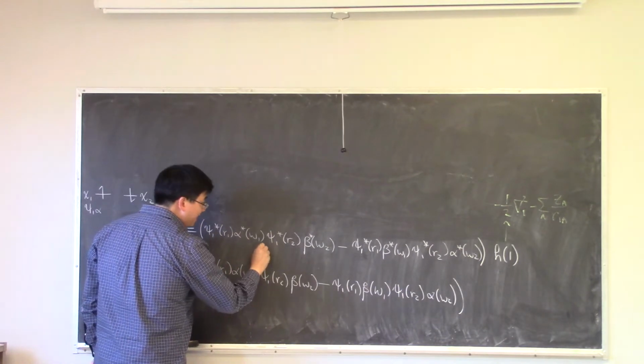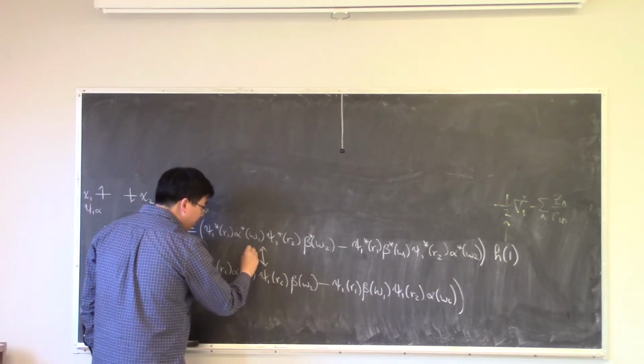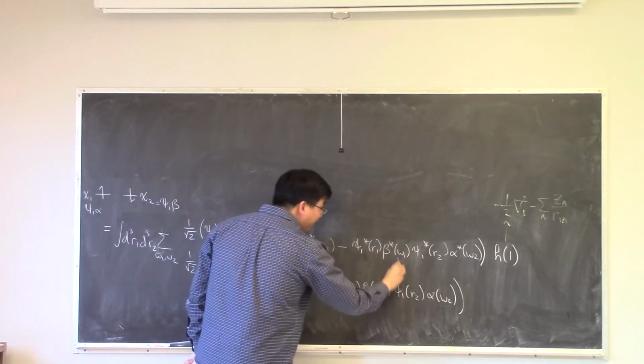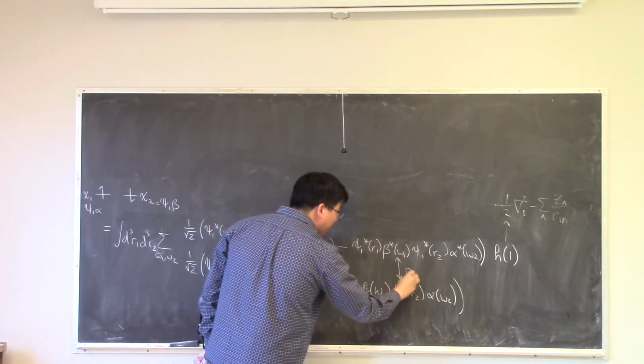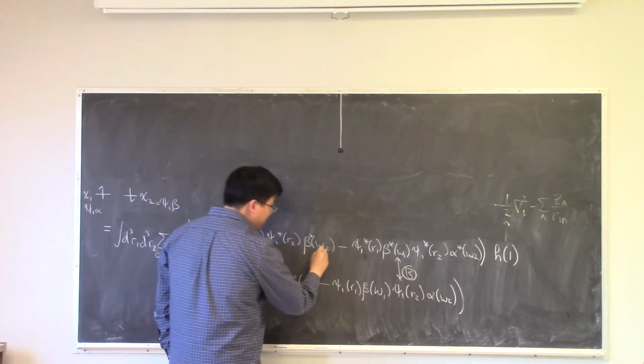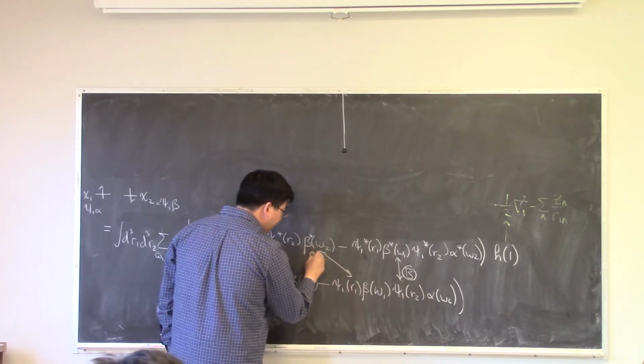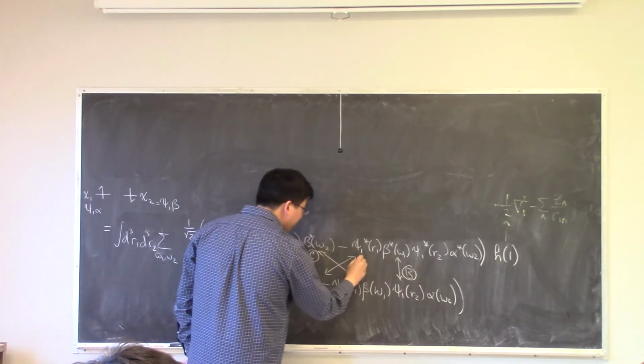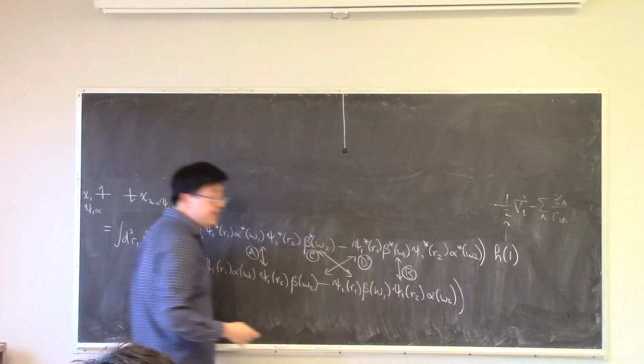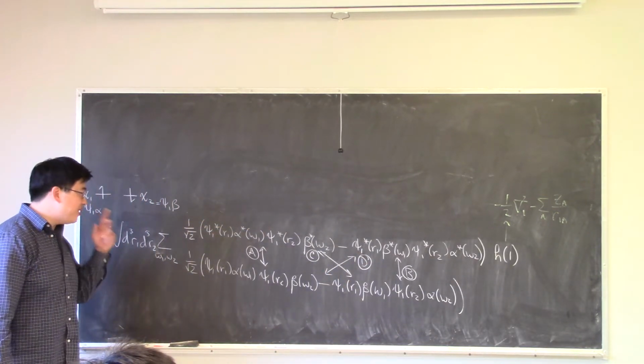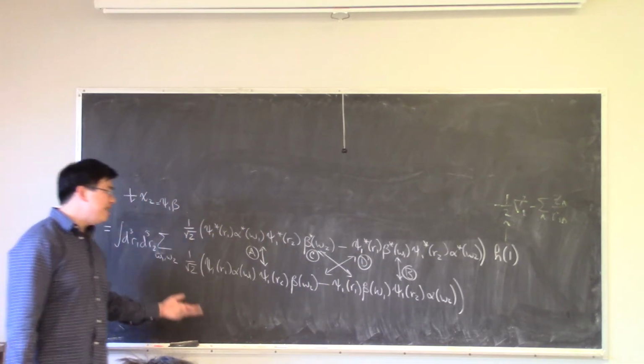Okay, so first let me write out the 4 terms. You have A and B and C and D. Okay, and we can take care of C and D first because they're easier.